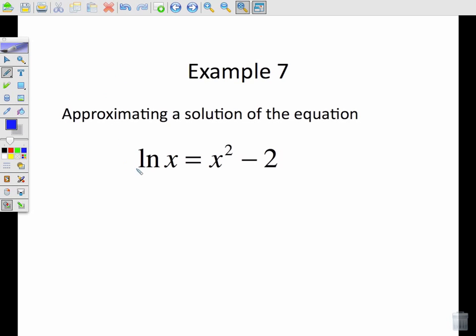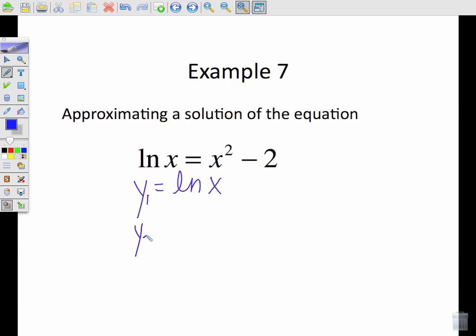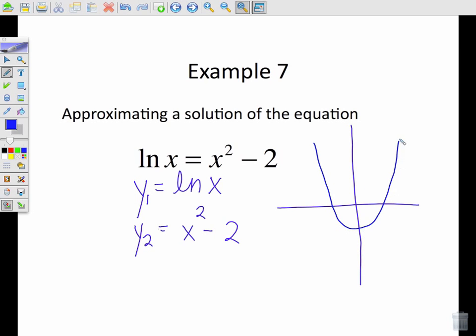All right, on this problem here, I'm going to want you to approximate the solution. There are going to be some equations that you simply cannot solve on your own, so you have to use the calculator. You're going to put ln of x into y1. And then I want you to put x squared minus 2 in for y2, and I want you to graph it, and I need you to see where they cross each other. And your graph is going to look something like this, just to give you an idea if you're graphing it right.